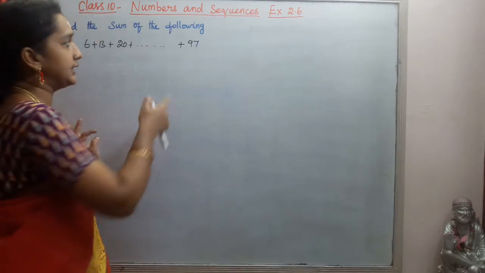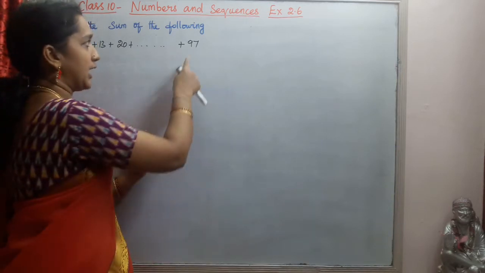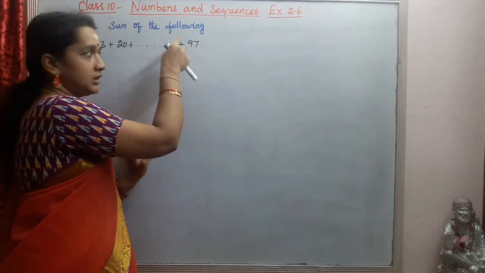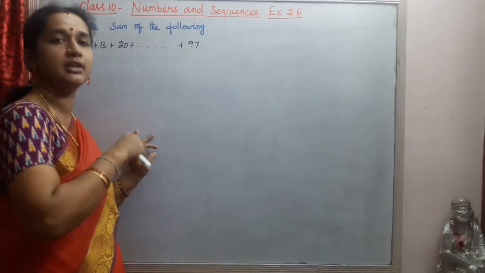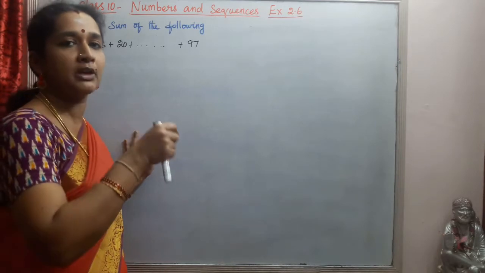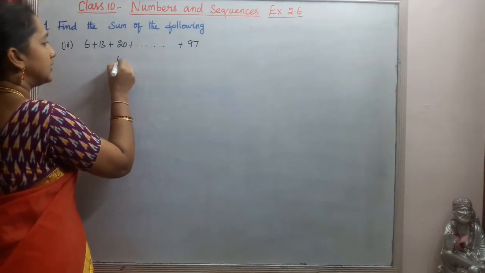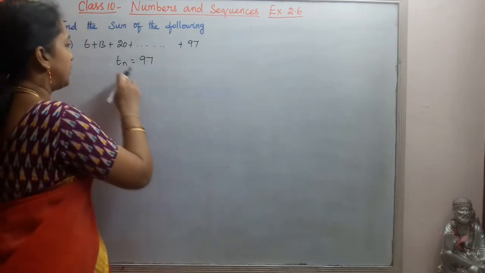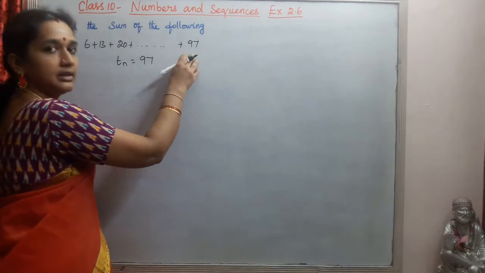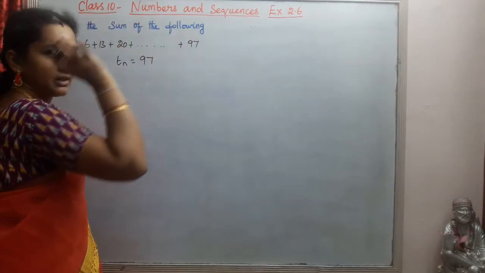For finding that, the last term of the sequence is given. So if we find which term is 97, that will be the number of terms for the given sequence. So Tn is given as 97. If we find the n here, that many number of terms will be there. Which term is 97? That we have to find.